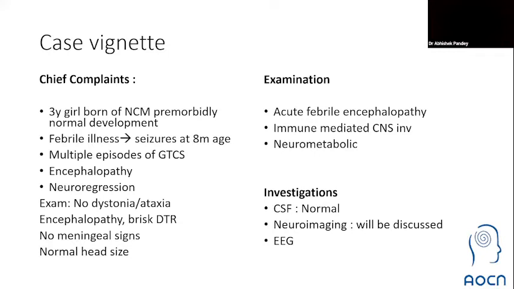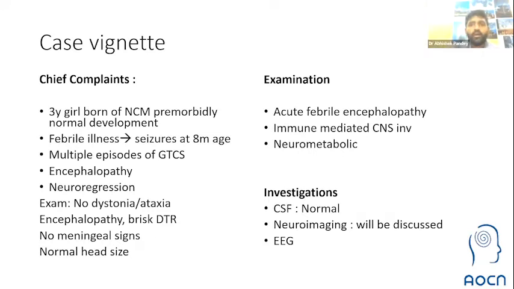So our first child is a 3 year old female child who presented initially to us at the age of 8 months with a febrile illness followed by multiple episodes of generalized tonic-clonic seizures. Following the seizures, she had encephalopathy and regression of milestones, after which she started showing slow improvement. When she was referred to us from a peripheral hospital, she was mildly encephalopathic with brisk DTRs. There were no meningeal signs, and her head size was normal. There was no dystonia or ataxia.